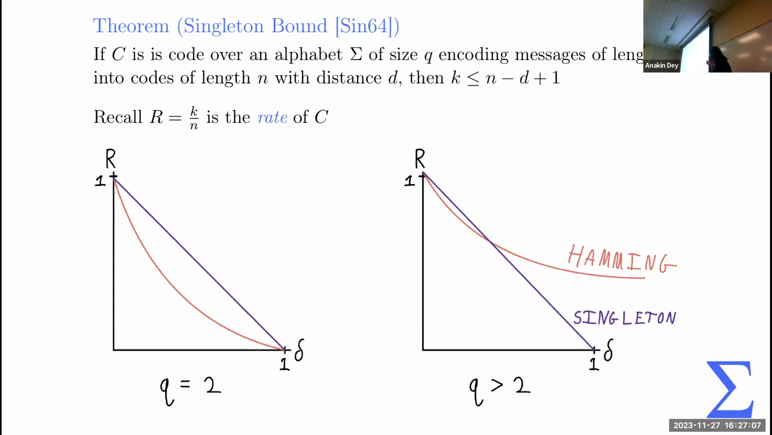The singleton bound improves this for q greater than 2. In certain cases, the singleton bound is a much stronger bound. So you can't get trade-offs in this direction. It improves the Hamming bound, and so it's a much stronger impossibility result. The whole rate versus distance trade-off is the main game of coding theory. You want to be able to increase the maximum distance while keeping the rate low. You don't want a bunch of overhead, a high rate, but you still want to be able to correct a lot of errors, so you want a high distance. So this trade-off is important.